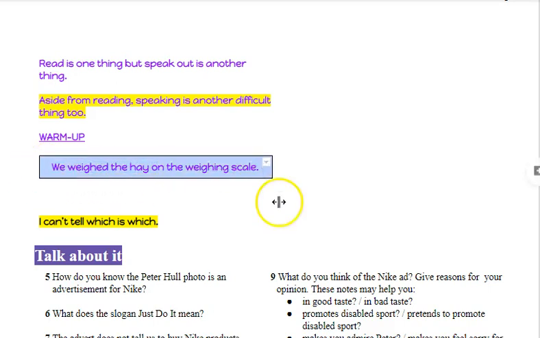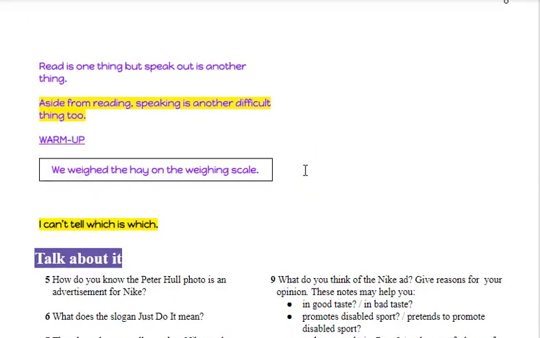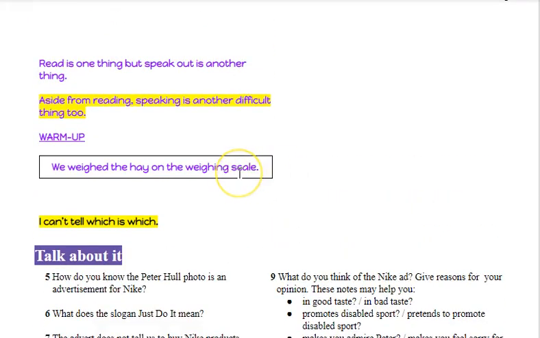Sandy, I want you to say this line with a different voice, different accent, different tone. Can you do that? Okay, ready and go. Different accent, different tone, different voice. It's up to you how you'll say that. We weigh the hay. We weigh the hay on the weighing scale.